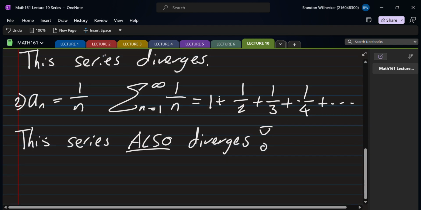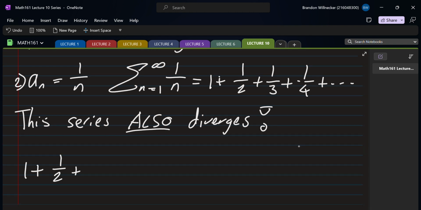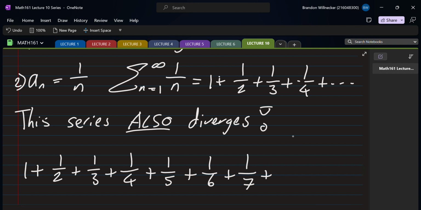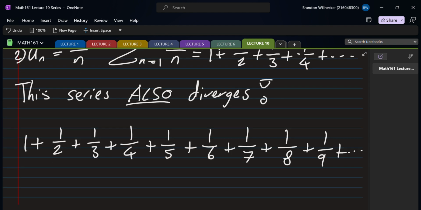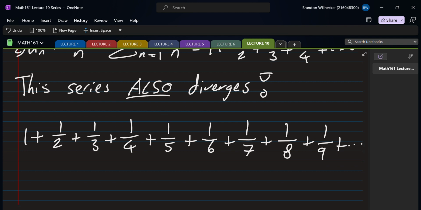Let's say we've got our series here: 1 plus a half plus a third plus a quarter. We'll just put a few down just to show. Plus 1 over 6, plus 1 over 7, plus 1 over 8, plus 1 over 9, plus dot, dot, dot, and then that goes all the way to infinity. What we want to show is that even though the terms are getting smaller and smaller, the total sum is still infinite. So how do we do that?